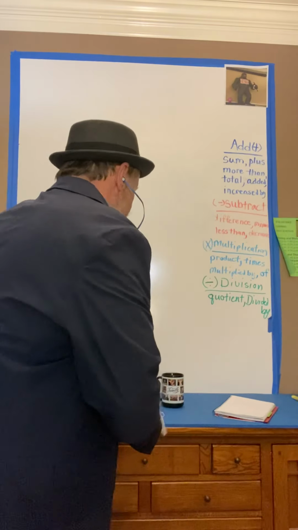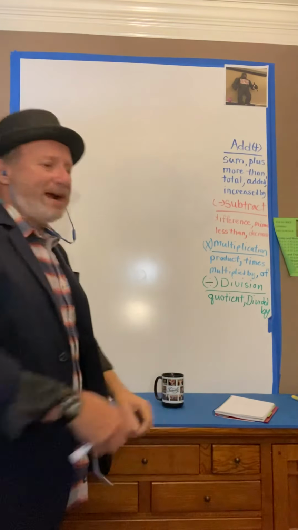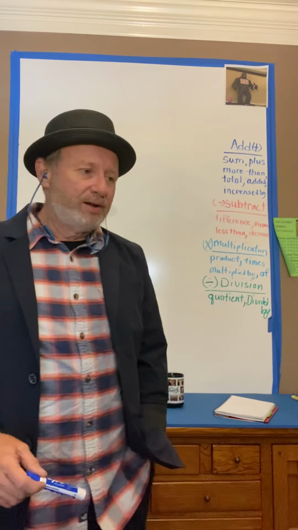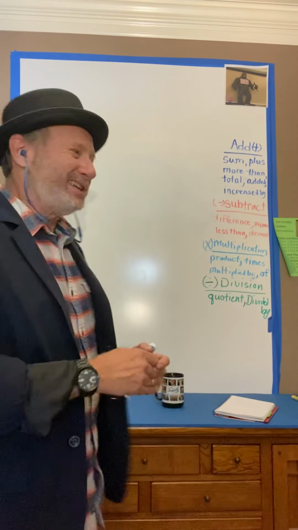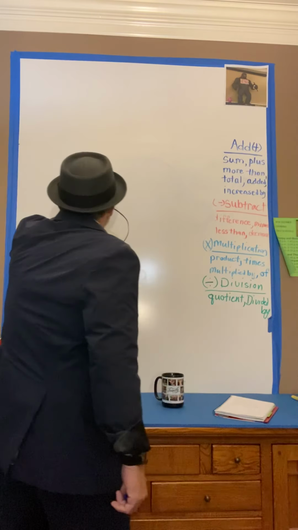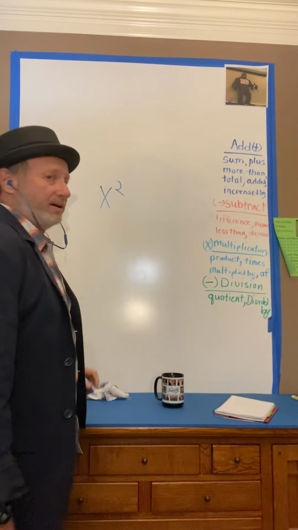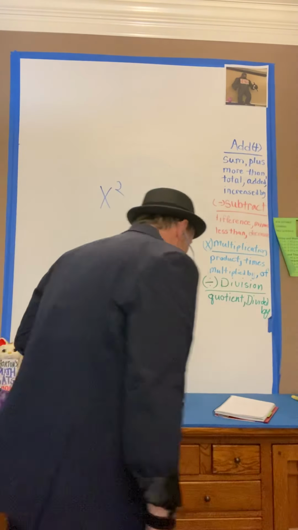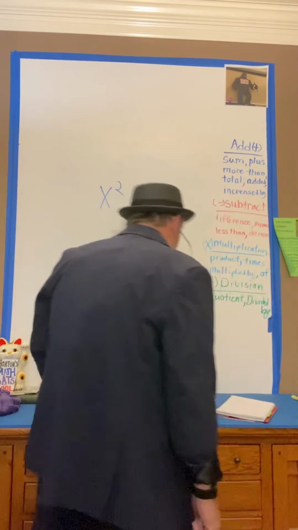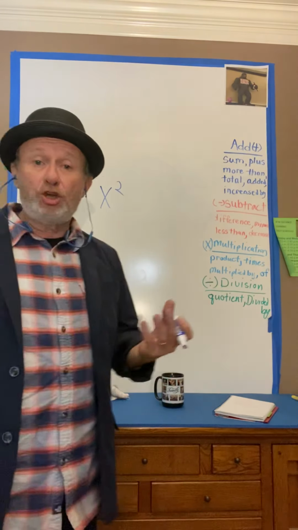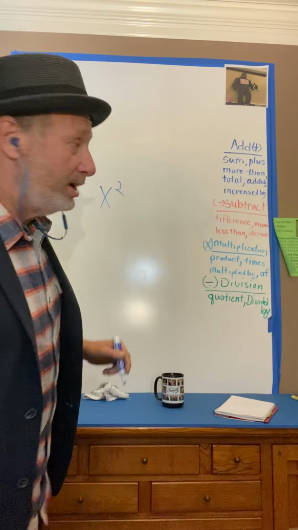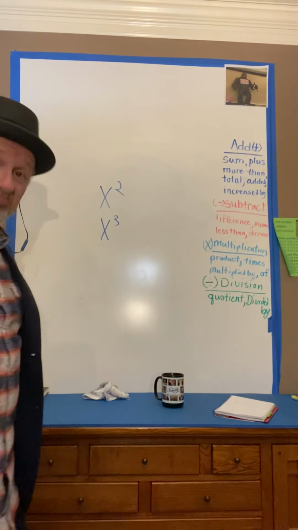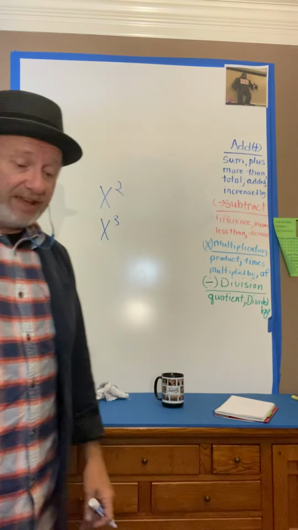All right, now let's talk about square of. If I say the square of x, well, that's easy. What is the square of x? Well, the square of x is x squared. Does that sound good? We good so far? Okay. What is the cube of x? Cube means to the third power, so that would be x cubed. Not too bad. I think I can figure that out.